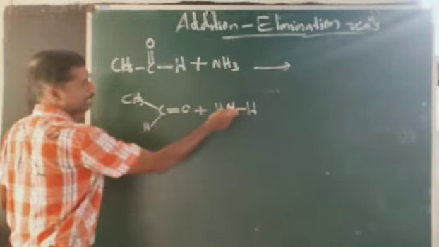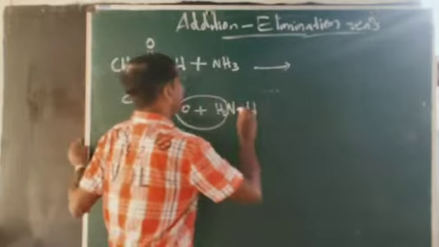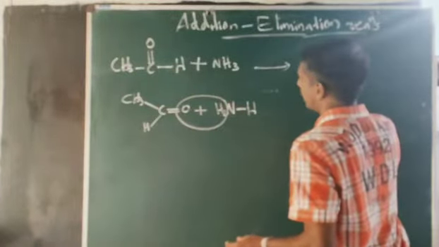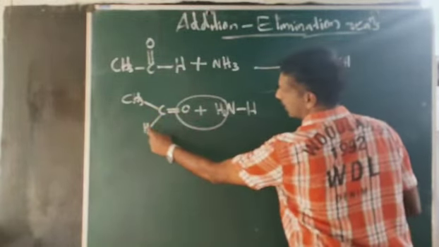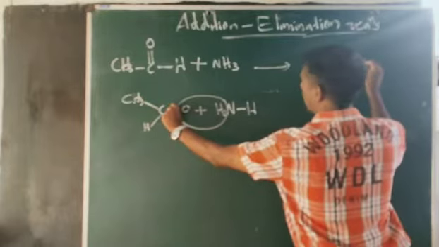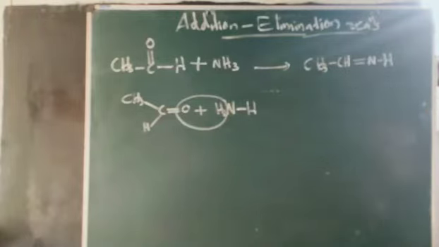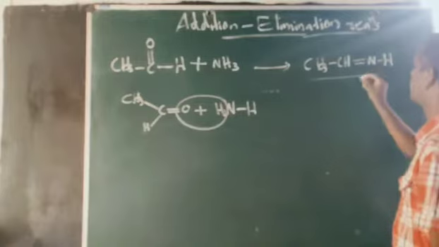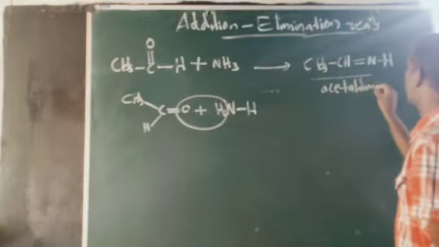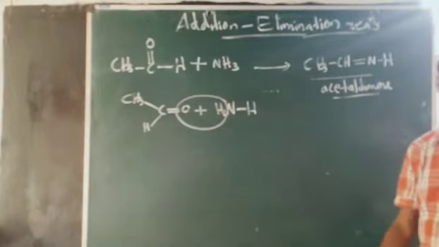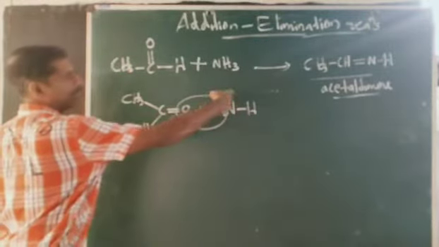NH3 can be written as NH2H. So what will be eliminated? H2O will be eliminated, and what do we form? We get CH3CH double bond NH. This is what is known as acetaldimine. We are getting an imine. So this is a simple way we are writing the chemical reaction.